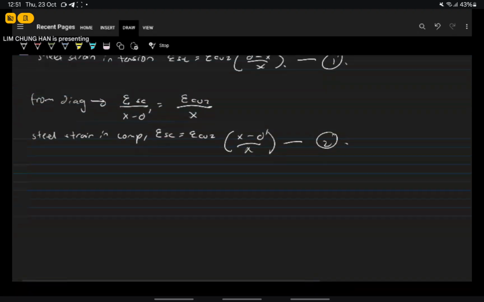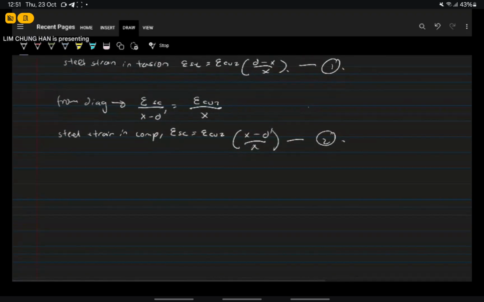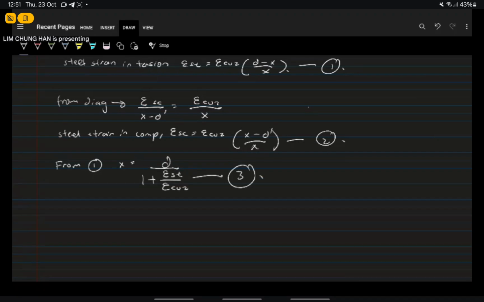Therefore, we take equation one. You can rearrange equation one also to get x, which is d divided by (1 plus epsilon st divided by epsilon cu2). Let's call this equation 3.